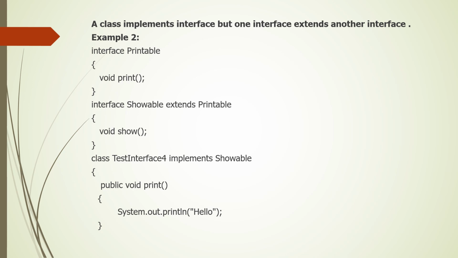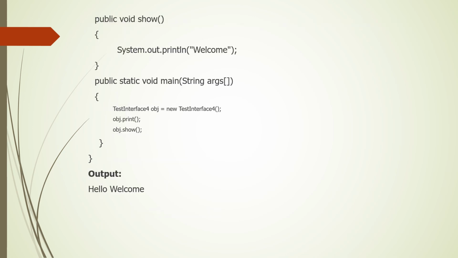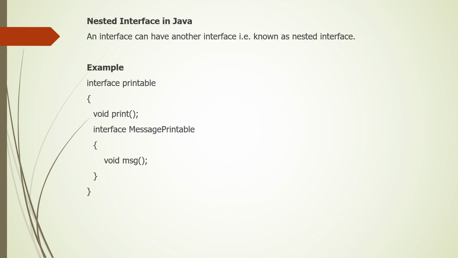There is a class named test interface 4. It implements a showable interface. So it is implementing print method as hello, and it is implementing show method as welcome. So in the main method, we are creating object for test interface 4 class, and the object name is obj, and we are printing and showing the values. It is already available: hello and welcome.